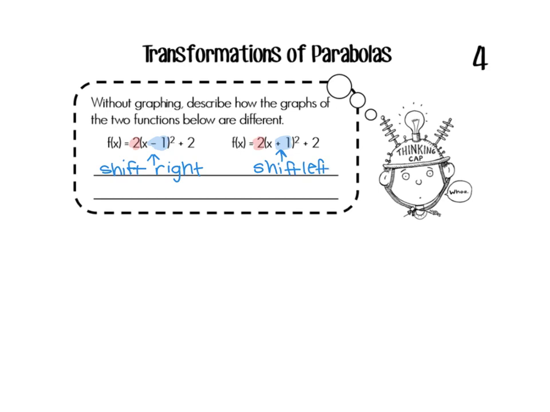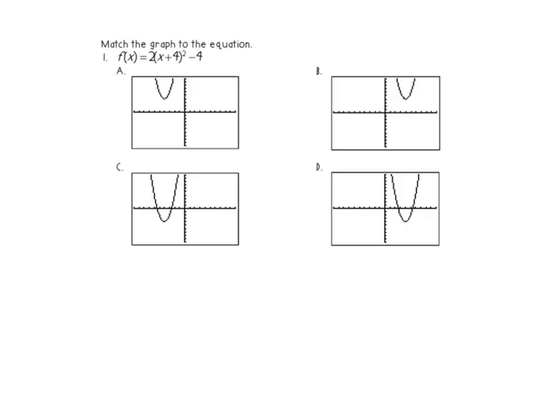Then lastly, if I look at my K values, I have a +2 and a +2, so they're both going to move up 2. So the only way that they're different is that graph number 1 is going to be shifted right, graph number 2 is going to be shifted left.